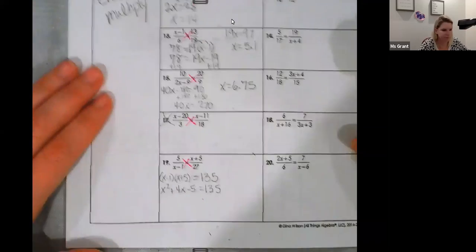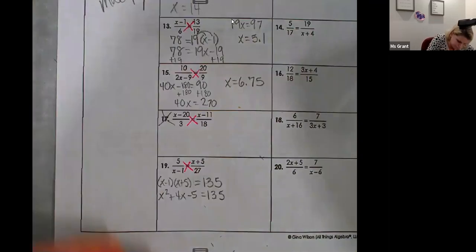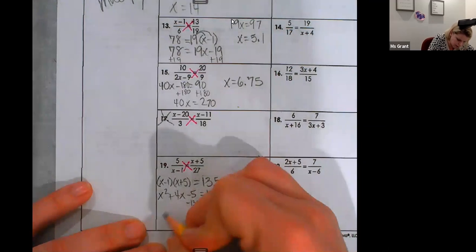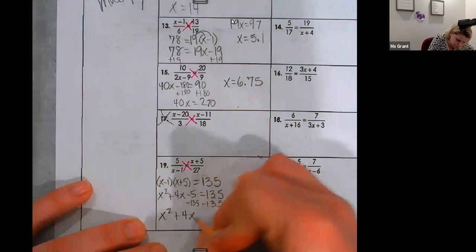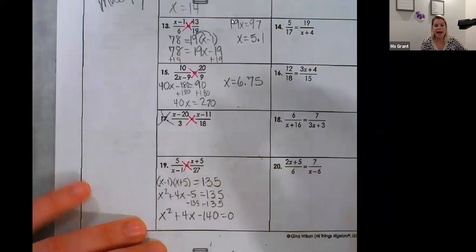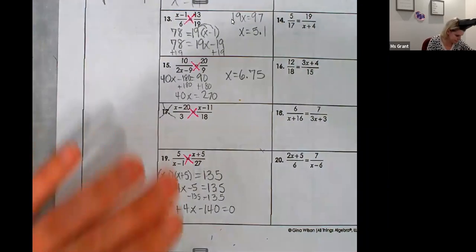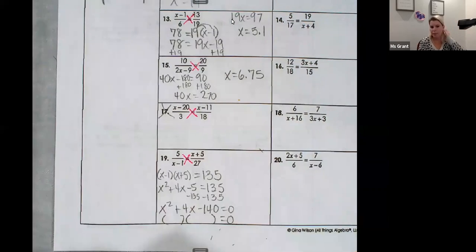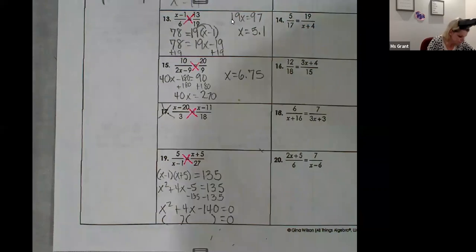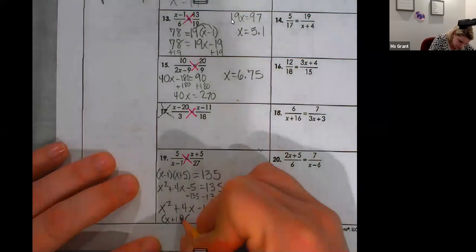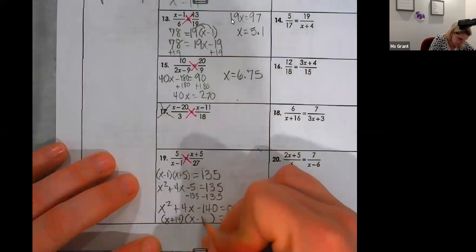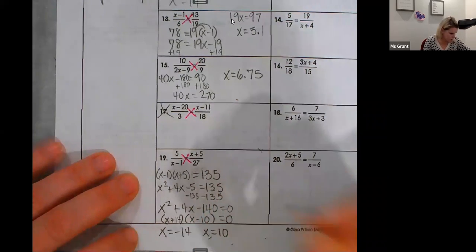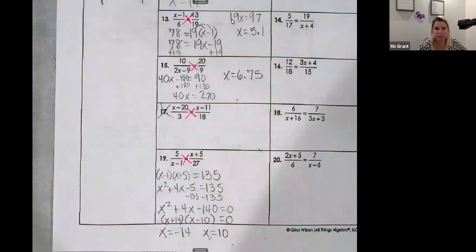I can zoom in a little better for you guys. So if I get every term on the left, I can create a trinomial. I am going to get 2 answers, you guys. And it's the zero product property because I set them equal to 0, factoring. X plus 14, x minus 10. X equals negative 14, x equals 10. I do have 2 answers.